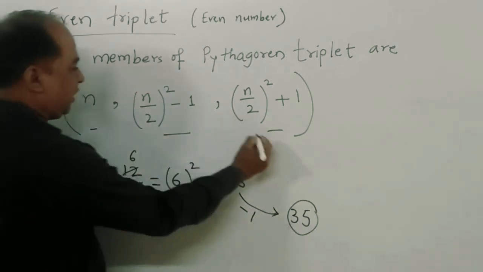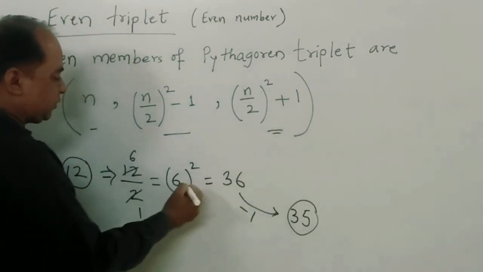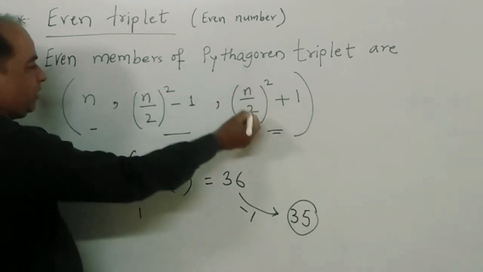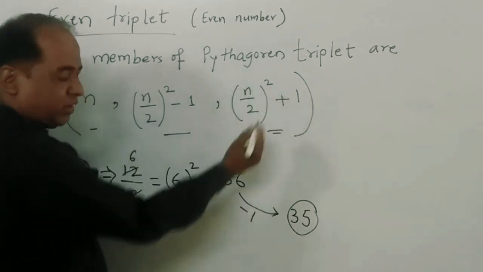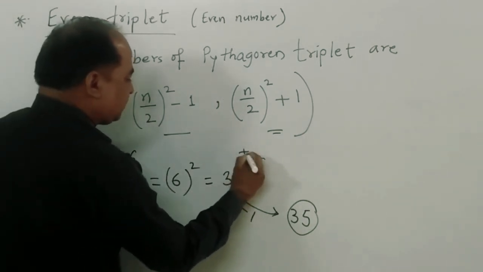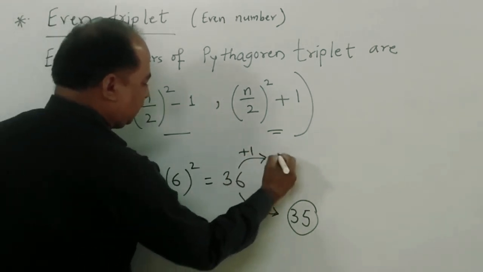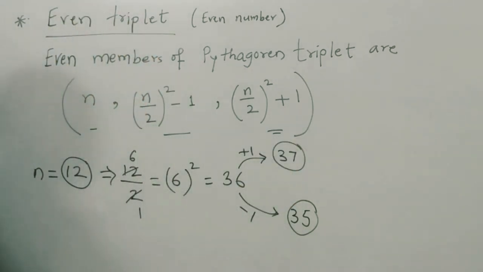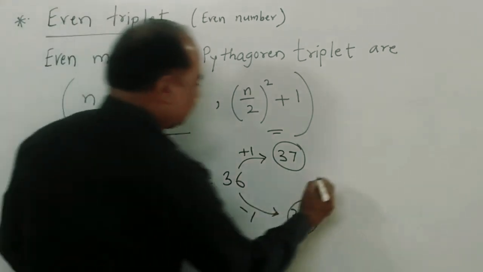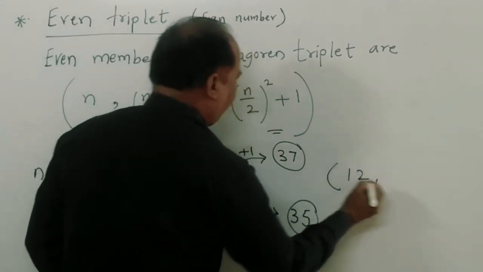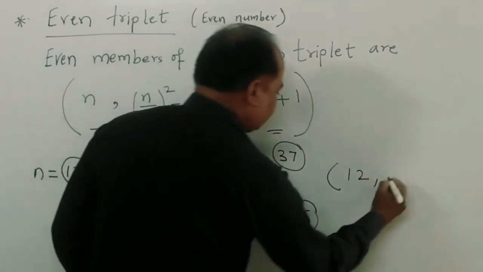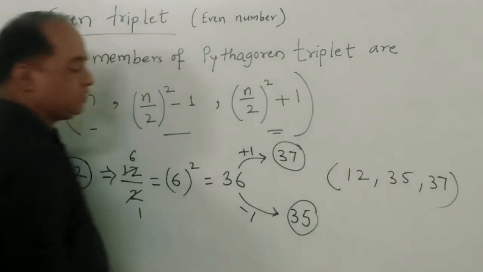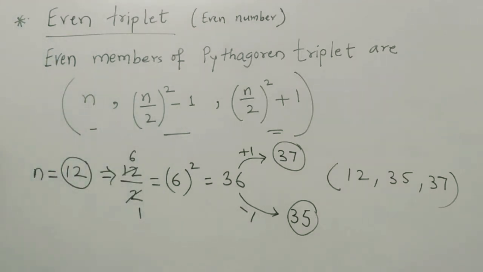And for the next element we get n upon 2 bracket square, that is 12 upon 2, that is 6 bracket square, that is 36, plus 1. So 36 plus 1 is 37. So the even Pythagorean triplet is 12, 35 and 37.